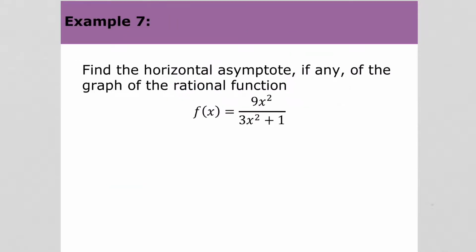So let's look at some examples. Find the horizontal asymptote of this graph. So here we see the degrees are equal. So the degree on the top equals the degree on the bottom.